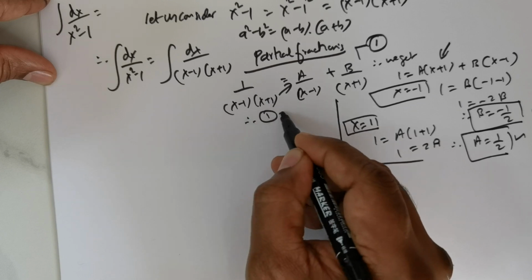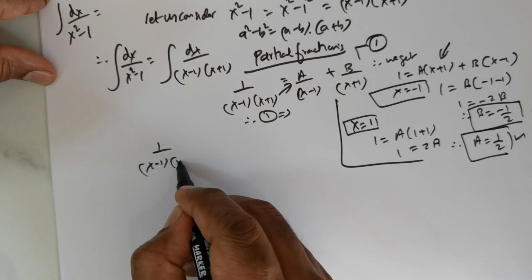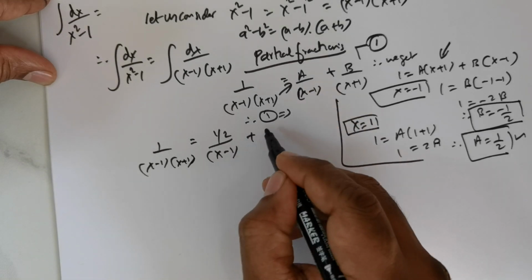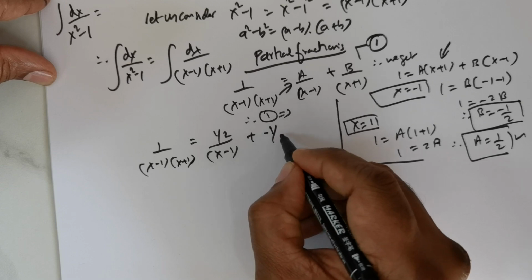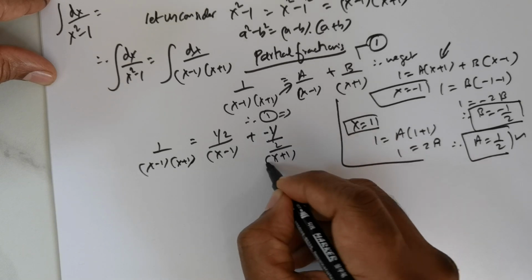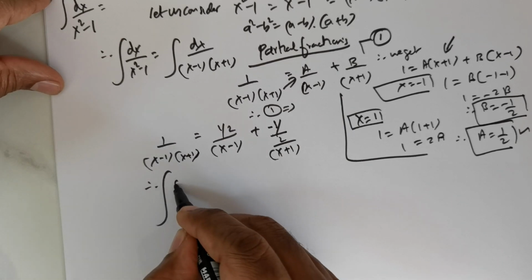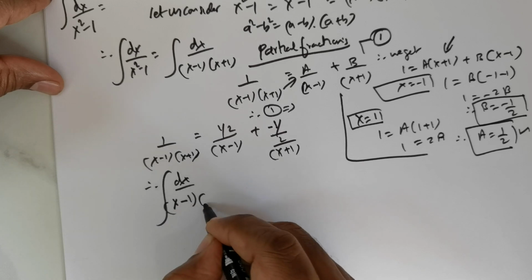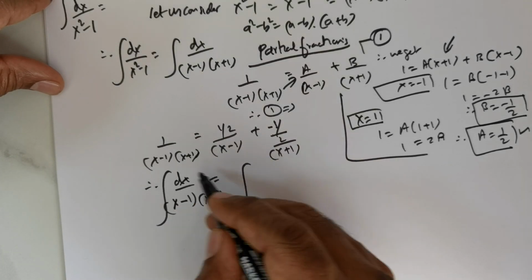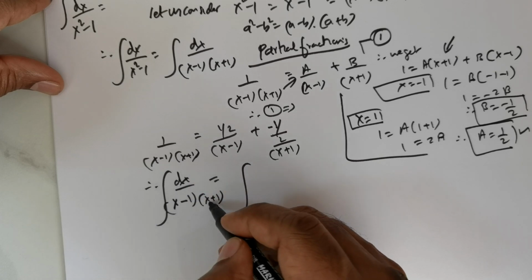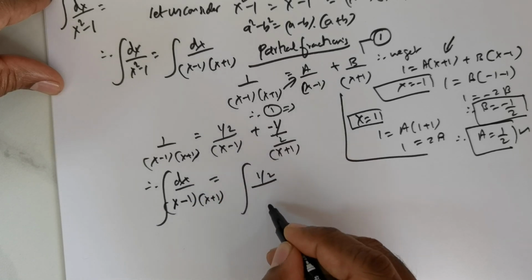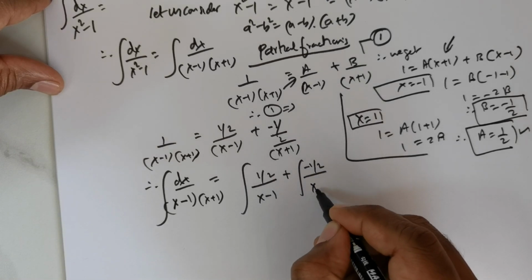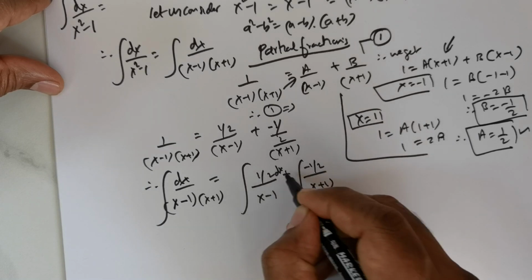So therefore I can rewrite 1 over (x minus 1)(x plus 1) as (1 over 2) divided by (x minus 1), that's the value of a, plus (minus 1 over 2) divided by (x plus 1), that's the value of b. So when we are asked to integrate dx over (x minus 1)(x plus 1), we can now rewrite this quantity as 1 over 2 over (x minus 1) plus minus 1 over 2 over (x plus 1). Of course, you have to have the dx operator.